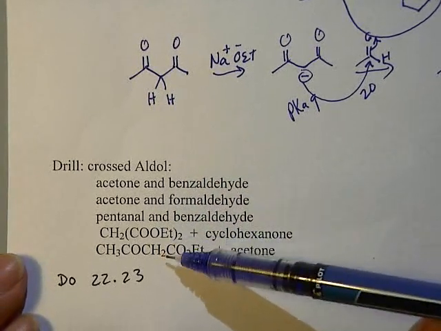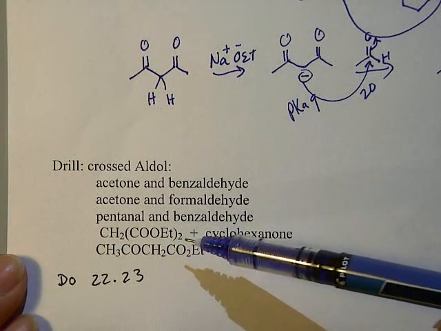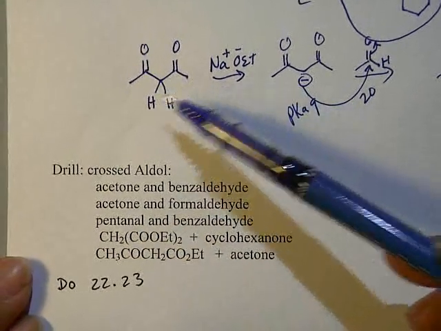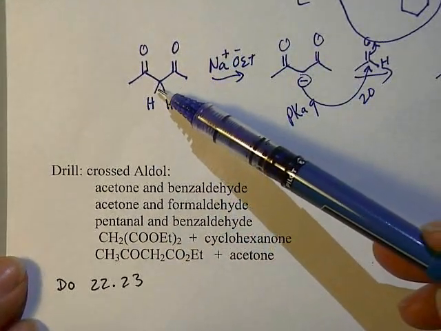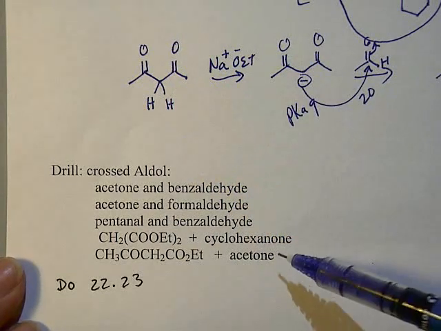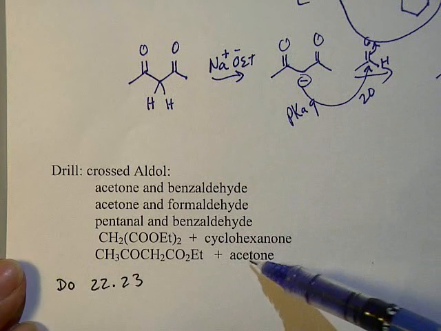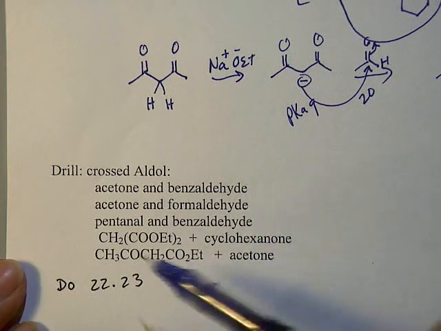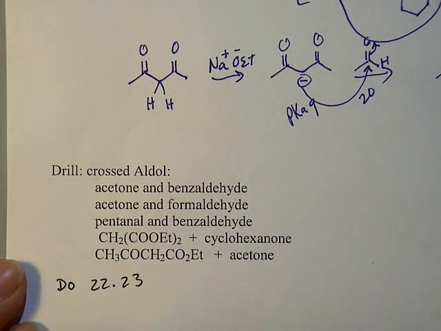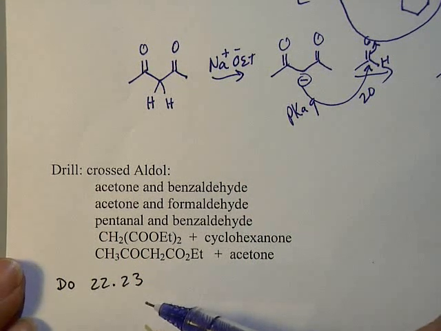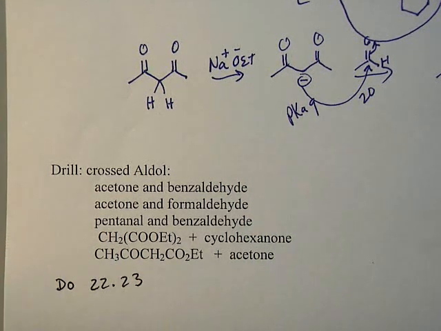And then these compounds, notice, are this kind of example where you have a more acidic proton, and you're reacting with other compounds. These are serving as the electrophile, and these are going to be serving as a nucleophile because they have the more acidic proton. And then you should also be able to do 22.23.